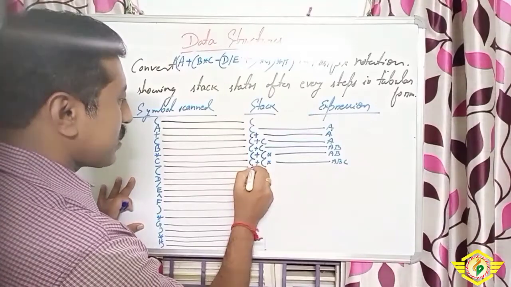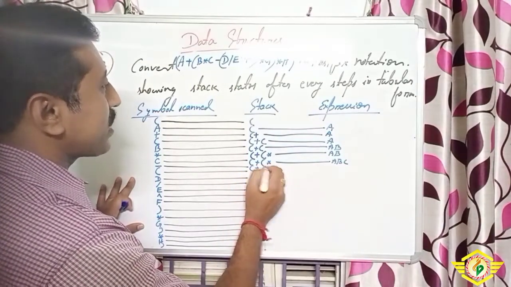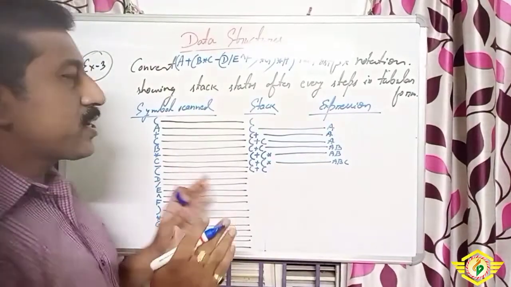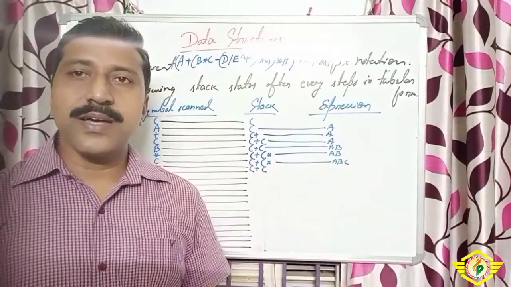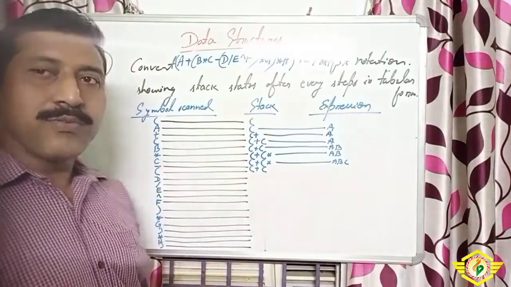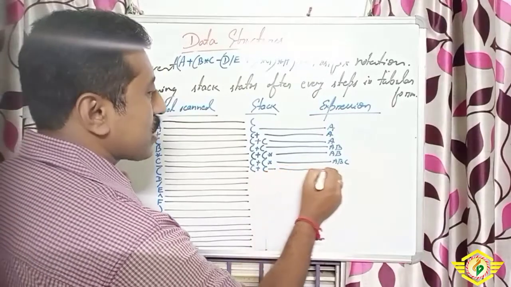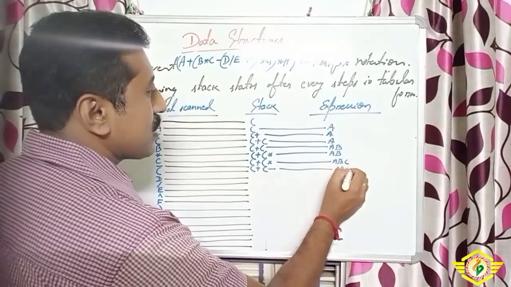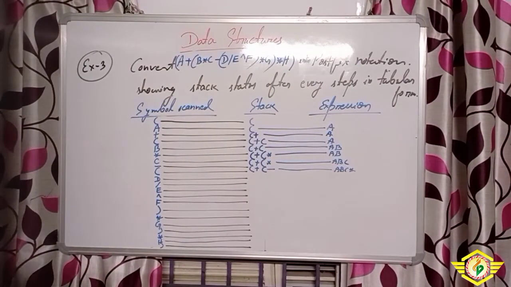Then the minus sign is there. I told you, according to our precedence, the minus sign has lower precedence than the into sign, so now it will shift. When minus is coming here, this into sign will come here, so A, B, C into. Okay, A, B, C into.